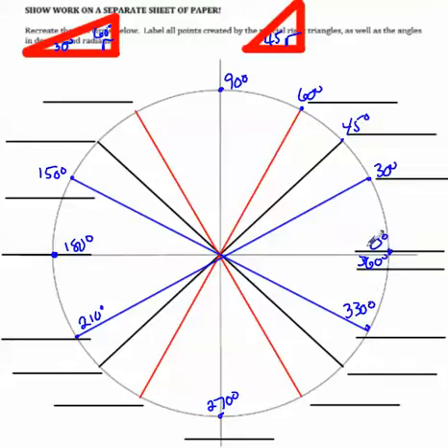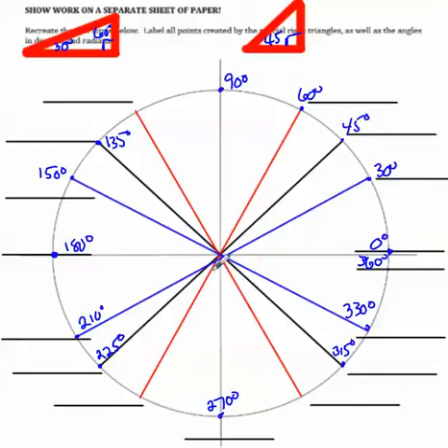Now if I look at the black lines, they are all 45 degrees away from the x-axis. So over here in the second quadrant I have 45 less than 180, 135, 45 more than 180, 225, and 45 less than 360, 315 degrees.